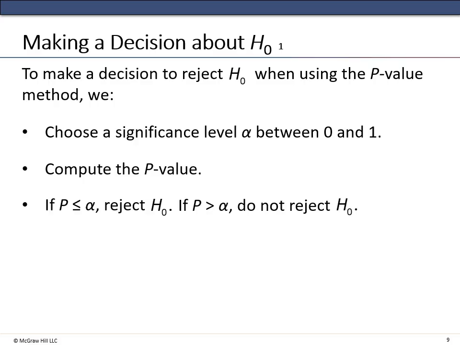To make a decision to reject the null hypothesis when using the p-value method, we choose a significance level alpha between 0 and 1. We compute the p-value, and if the p-value is less than or equal to alpha, then we reject the null hypothesis. If the p-value is greater than alpha, we do not reject the null hypothesis.